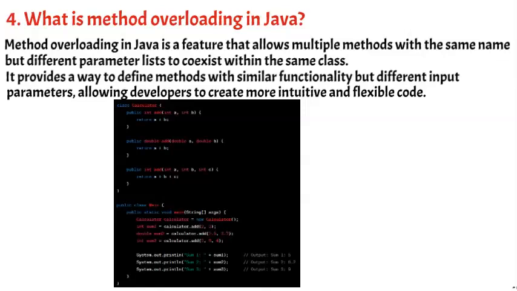In the main method, we call each overloaded add method with different arguments, and the corresponding method is invoked based on the provided arguments. Method overloading provides flexibility and convenience by allowing the use of the same method name for similar operations, but with different parameter types or quantities.